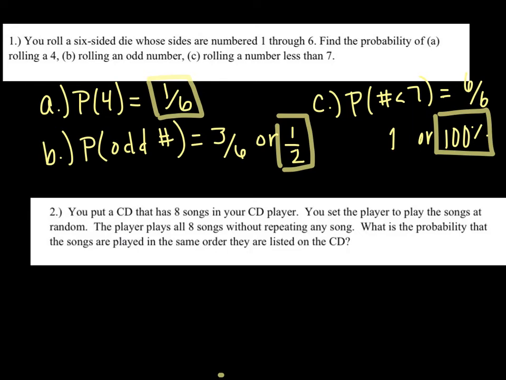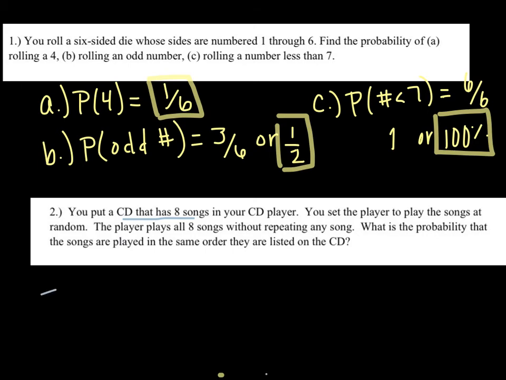So number 2 says you put a CD that has 8 songs in your CD player. So the CD has 8 songs, and you set the player to play the songs at random. The player plays all 8 songs without repeating any. What is the probability that the songs are played in the same order they are listed on the CD? So if they're being played in the same order, that means that's one order out of the total possible number of ways they could play those 8 songs on the CD.